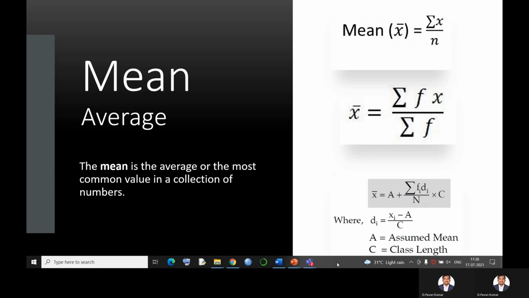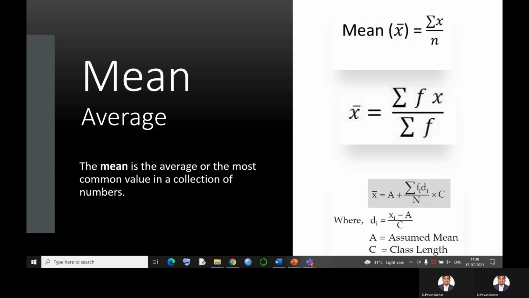For grouped data, we have two formulas to find out the answer. One is called the direct method, that is x bar is equal to summation f into x divided by summation f. That is also called summation f into x divided by capital N. Total frequency is called summation f, that is equal to capital N.